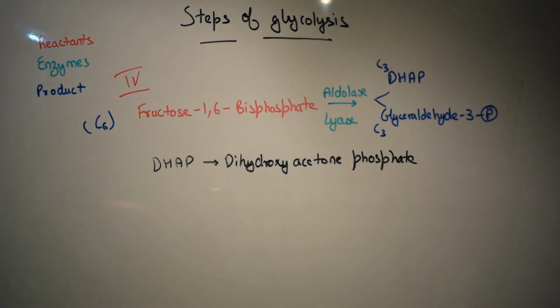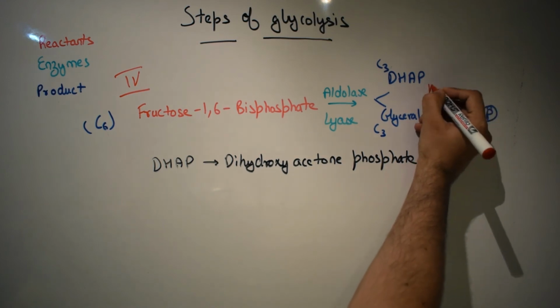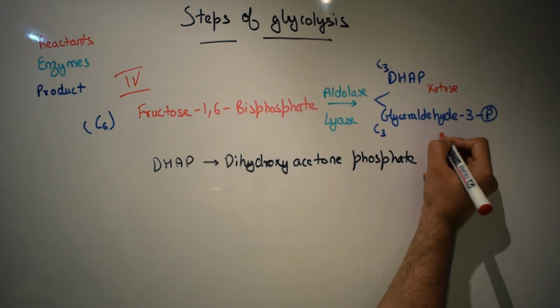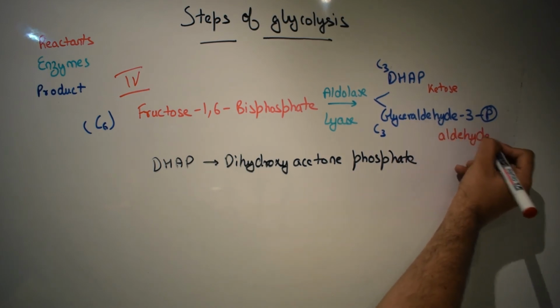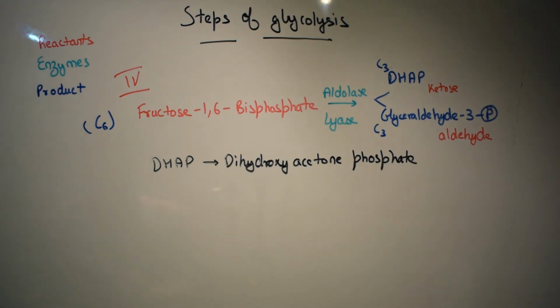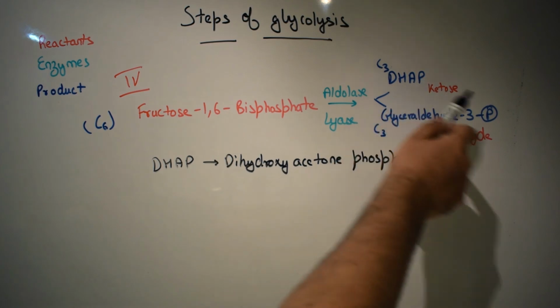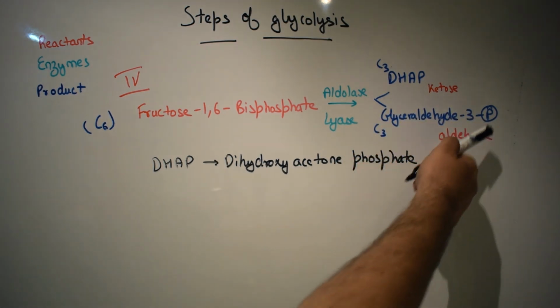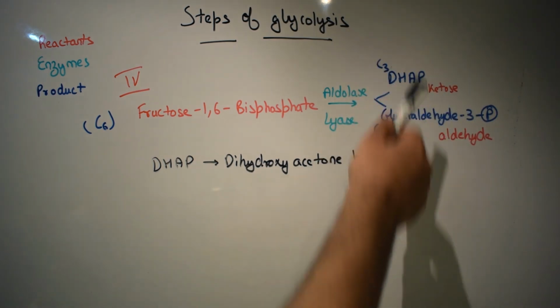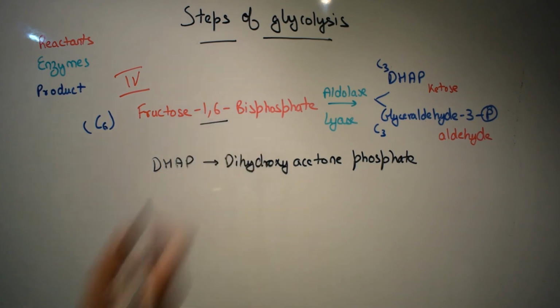Dihydroxyacetone phosphate here is a keto sugar, so it is a ketose, and glyceraldehyde is an aldehyde, as it is in the name. So 3-carbon sugars are formed, and in each sugar there is a terminal phosphate group. You can see here that glyceraldehyde also has a phosphate attached to it, and the DHAP also has a phosphate, and these phosphates come from the 2 phosphates of the fructose 1,6-bisphosphate. So each molecule gets a single phosphate, and it all happens through the enzyme aldolase, which is a lyase.